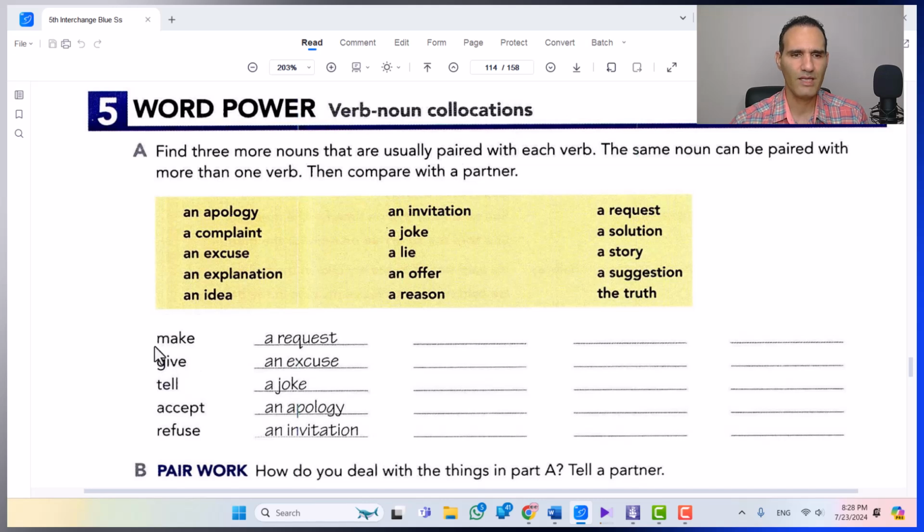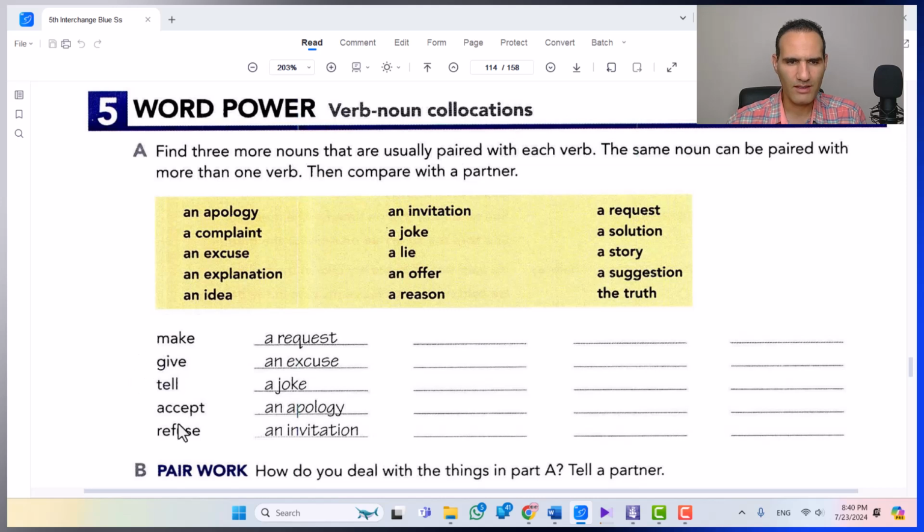So 5 verbs: make, give, tell, accept, and refuse, and the collocations that will go with them. Which of these words, nouns, will go with which verb? So please, I give you some minutes to pause the video here, think, and find the collocations for yourself. For example, for make, we have a request, make which one, give which one, and the same. Okay, think about it for a second. So I hope that gave you enough time for thinking and preparing yourself.